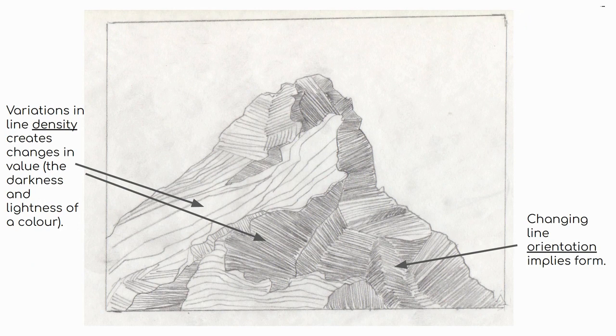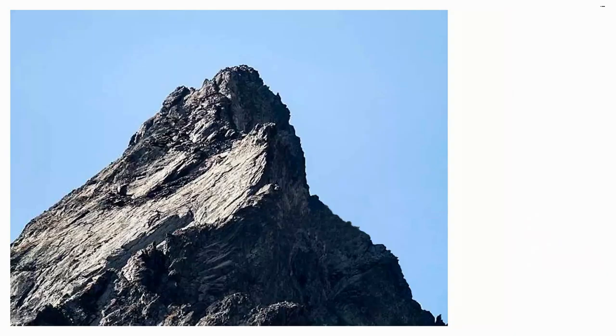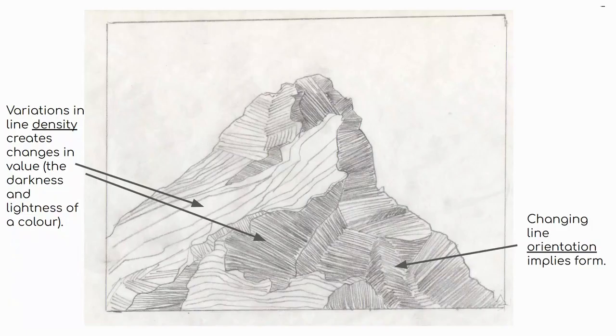When we make our lines closer together, we thereby give the appearance of a darker value, shadows, and that is based on this reference photo. So the right side of this piece of mountain was much darker than the left side, and so I used a tighter density of lines on that part of the drawing.